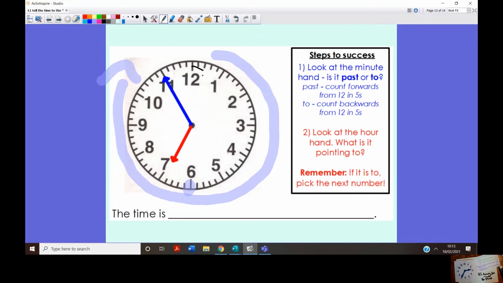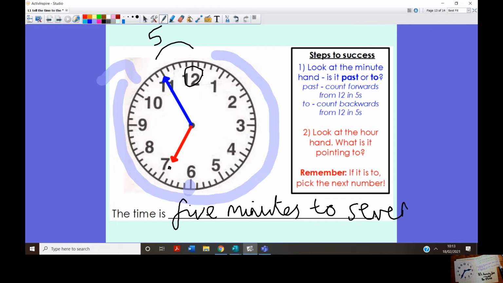Counting back from our 12. So 12 is our 0 point. 5. So it is 5 minutes to. Where's my hour hand? My hour hand is here. I can see it's close to 7, so that can really help me. So 5 minutes to 7. It's 5 minutes to 7. In the Turley household, that is time for Josh's bath time.